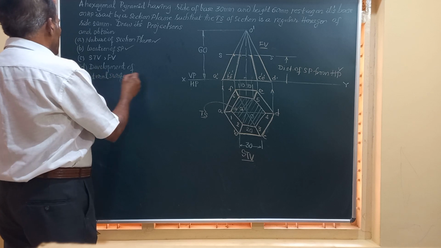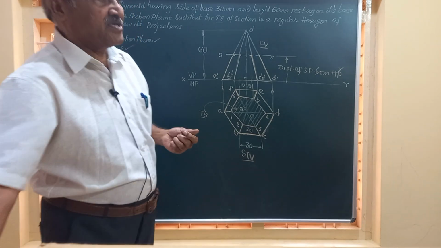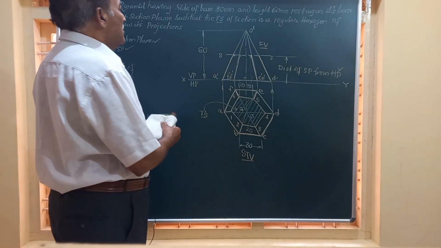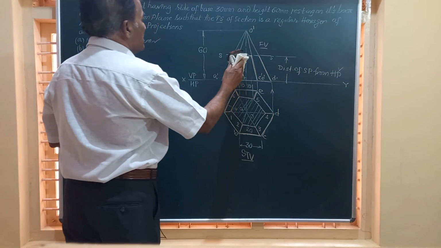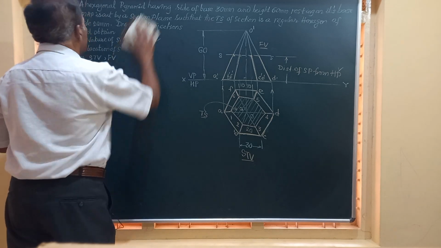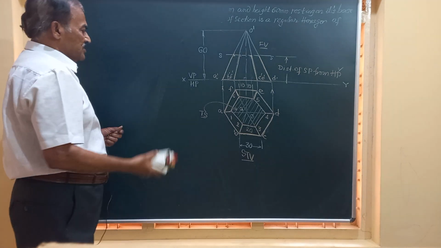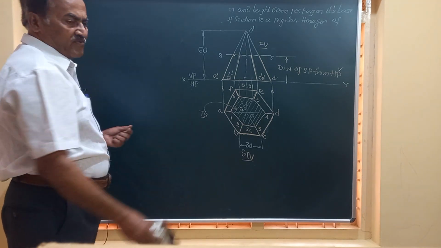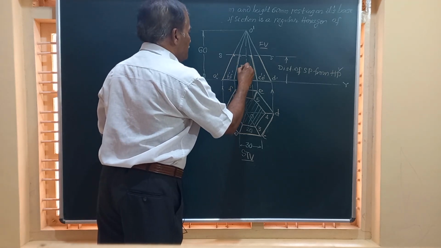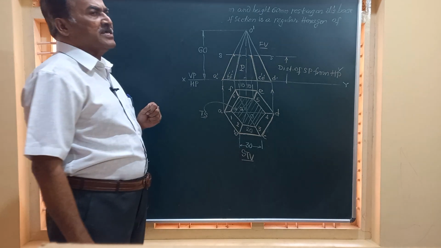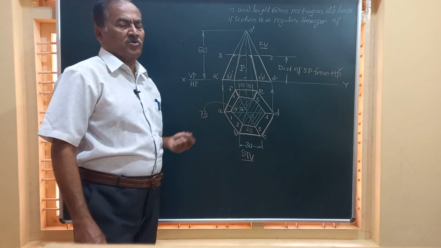And friends, development of the lateral surface. Friends, what is to be done now? We have completed 3 parts of the question, and taking this lower portion of the solid, we have to draw what is called the development of the lateral surface of the pyramid. So suppose I call this part P, we need to draw the development of the portion P that is below the section plane.